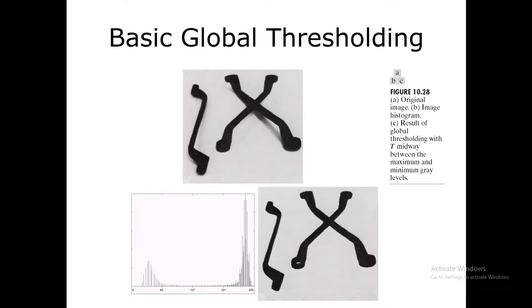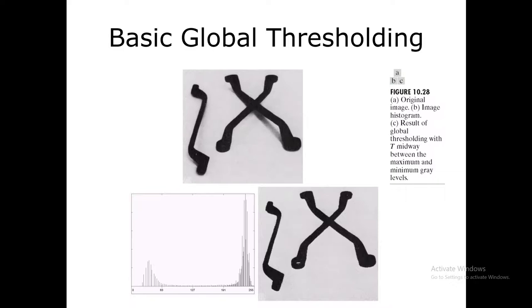We can see the pixel values range from 0 to 255, and at 127 we can take this as a dip value, so we can take the threshold at 127. Using this threshold we can go for the segmentation operation. Here this is our original image, and after the thresholding we get the segmented image.